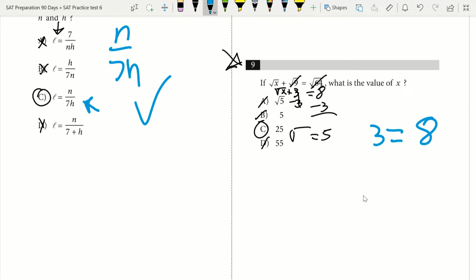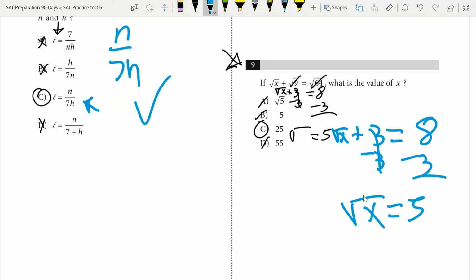Root 9 is going to be 3. And then I've got that plus root x. Subtract 3 from each side. 8 minus 3 is 5. 5 equals the square root of what? Square root of 25 is equal to x. So answer there C. That's checked as well.